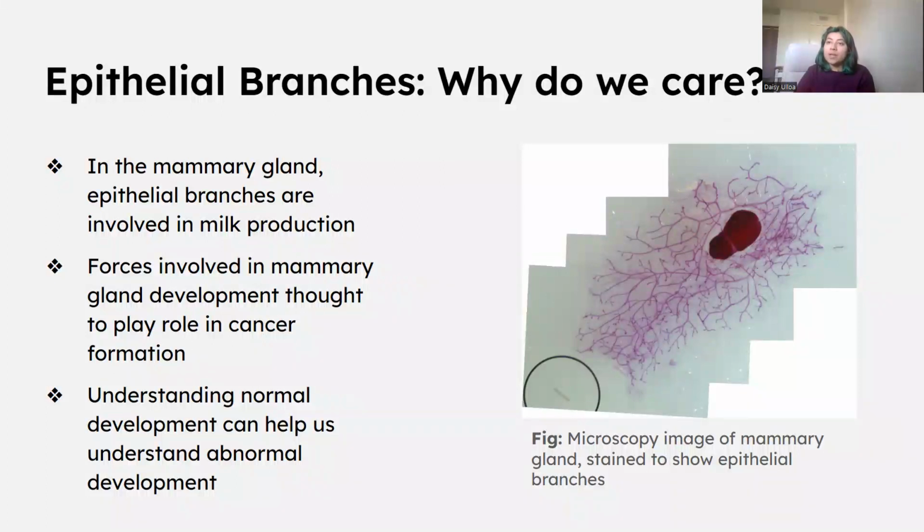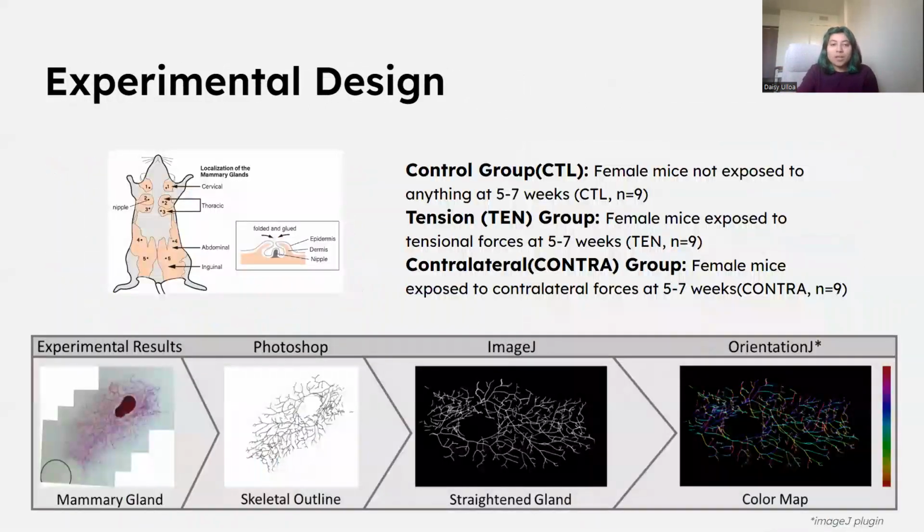To study this development, we're specifically looking at the epithelial branches of the glands, which are seen in purple on the right-hand side. So at 5 weeks, which is puberty for mice, the skin around the number 4 nipple is glued together, and this creates tensional force. As a result, the adjacent number 4 nipple is exposed to contralateral tensional force. So we have 2 experimental groups as well as our control group.